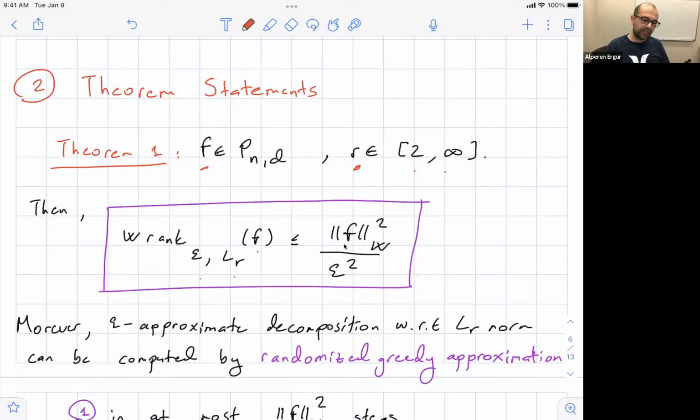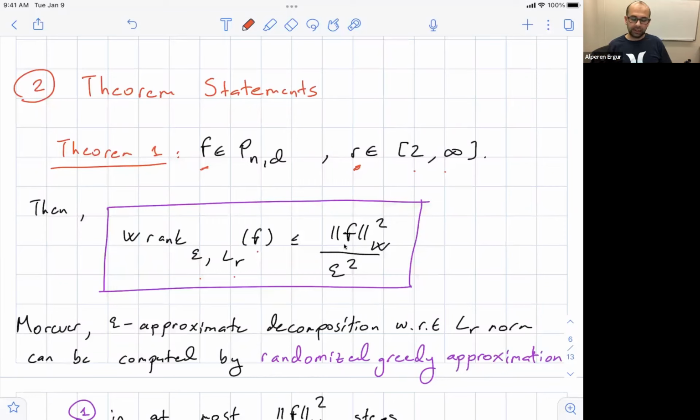But the algorithmic part changes. So this is a correct statement for any LR norm. You can take infinity if you like. Mathematically, that's the strongest case. However, the way to compute this, at least the algorithm we were able to construct, the complexity of the algorithm changes depending on the norm you use. As R gets bigger, your estimate gets tighter and tighter. Your epsilon ball gets smaller and smaller. All right, so this is the theorem statement, true for any LP norm.